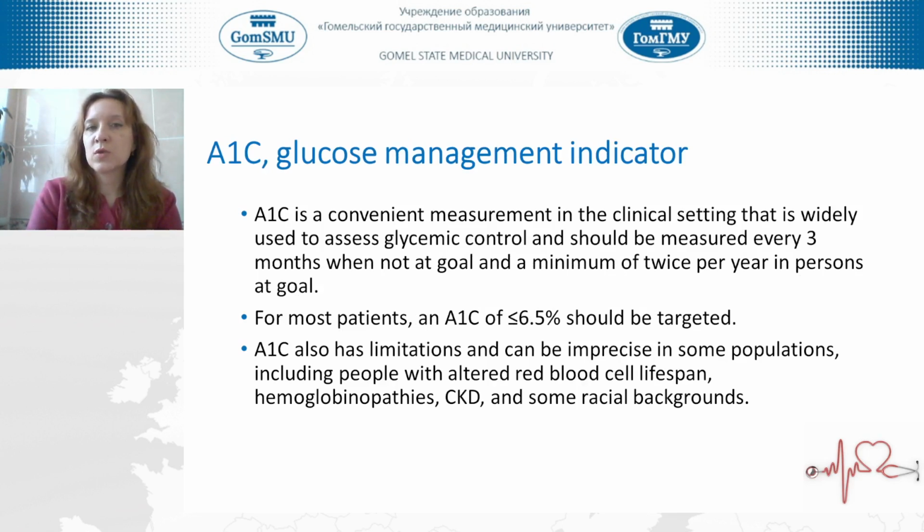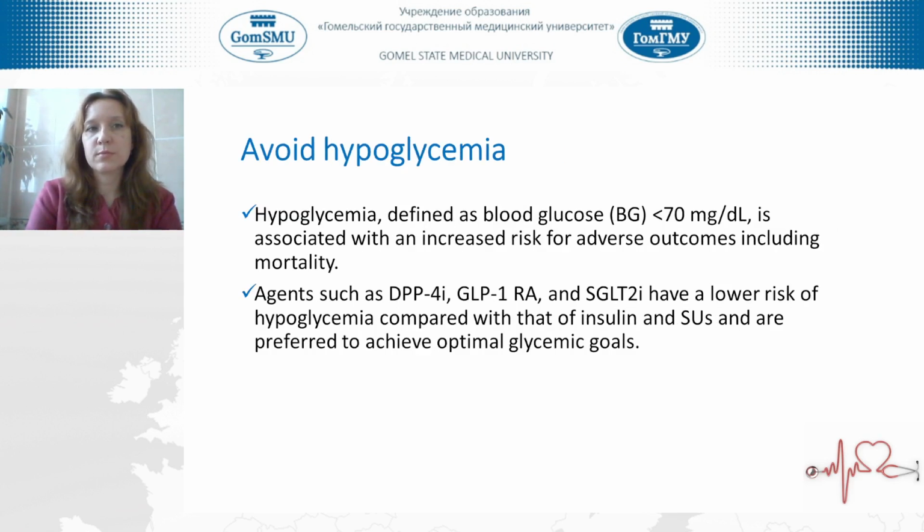Glycated hemoglobin, the glucose management indicator, is a convenient measure in the clinical setting that is widely used to assess glycemic control. It should be measured every 3 months when not at goal and a minimum of twice per year in a person at goal. For most patients, glycated hemoglobin should be targeted at less than 6.5%. Glycated hemoglobin also has limitations and can be misleading in some populations, including people with altered red blood cell lifespan, hemoglobinopathies, chronic kidney disease, and some racial backgrounds.